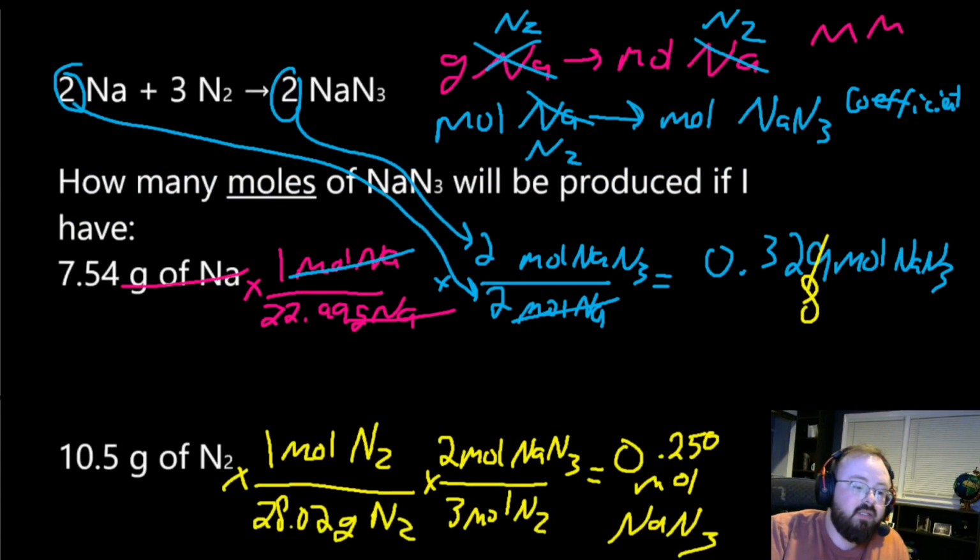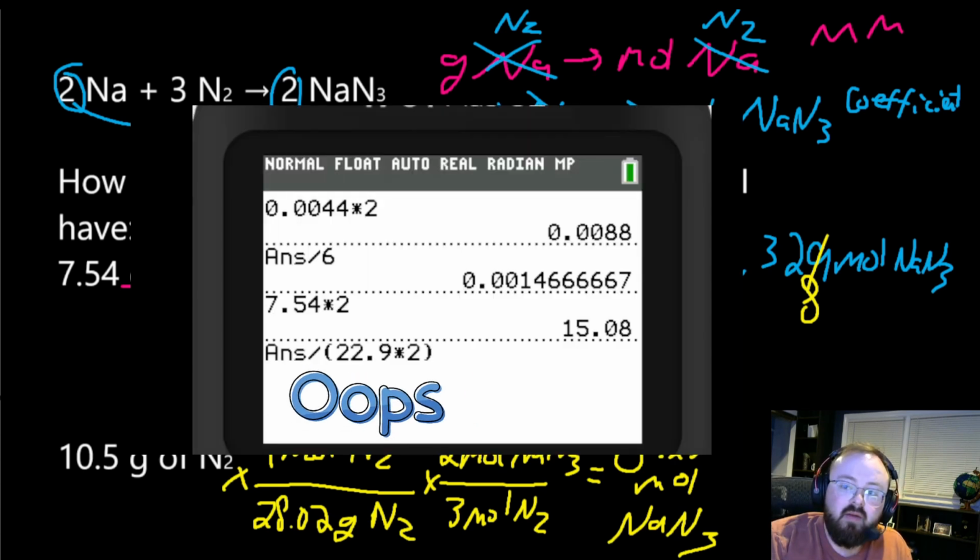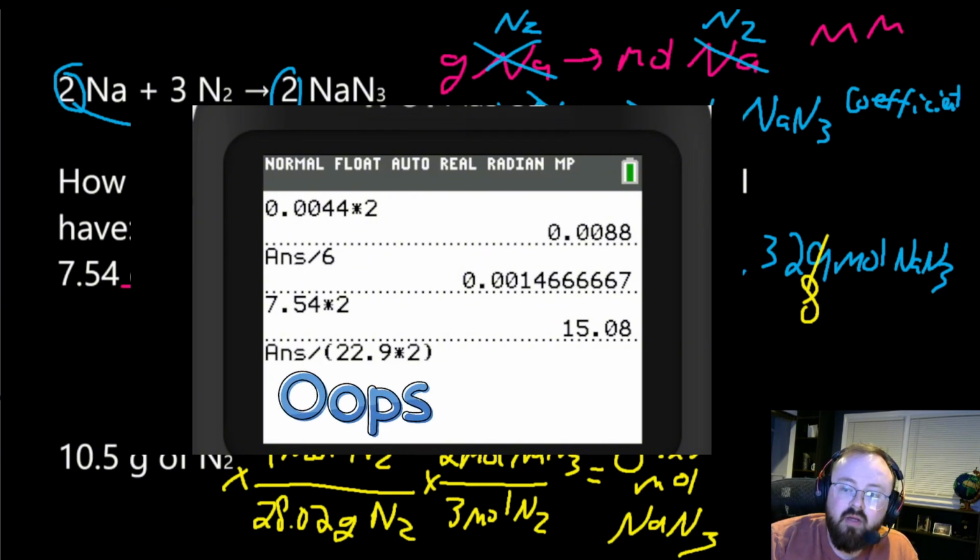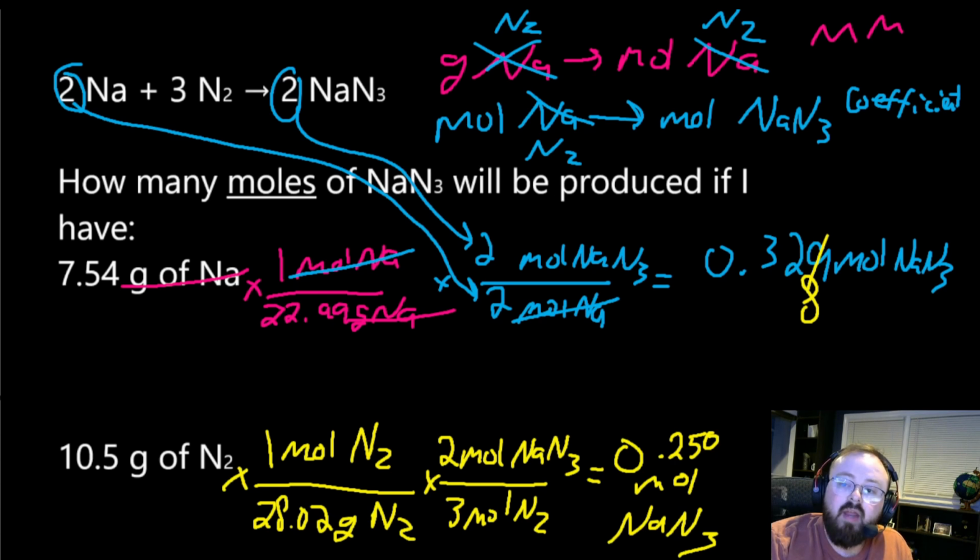Your answer should be 0.250 moles of sodium azide, NaN3. Please also note I did make a mistake with my calculator. I forgot an extra 9 on there. Sometimes the online calculator is a little finicky and doesn't like to register my keys. So that should be 0.328 moles of NaN3.